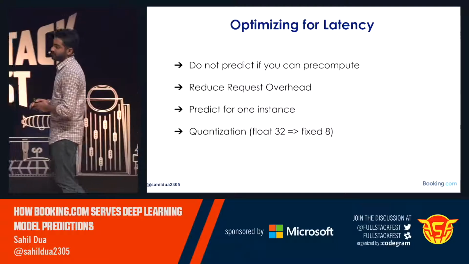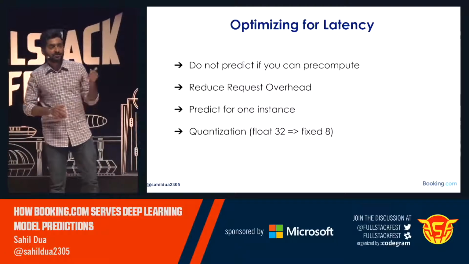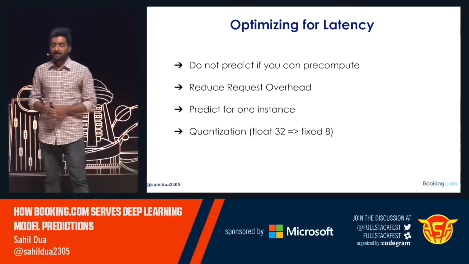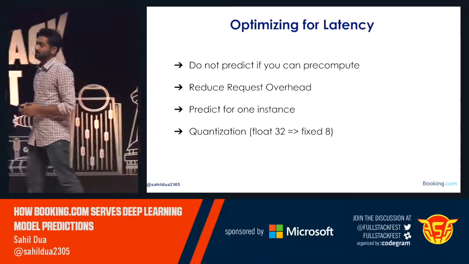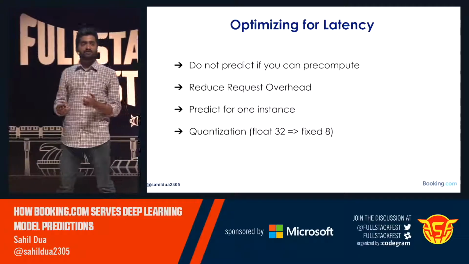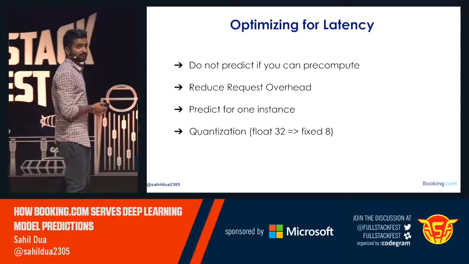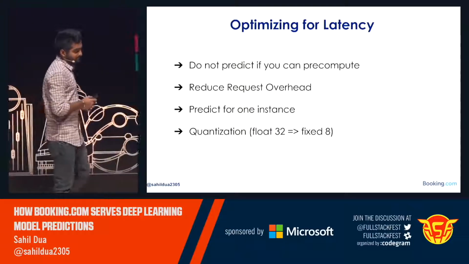This is a specific technique for speeding up the prediction: quantization. What that means is that you change your float 32-bit types to 8-bit fixed type. How is that going to help?